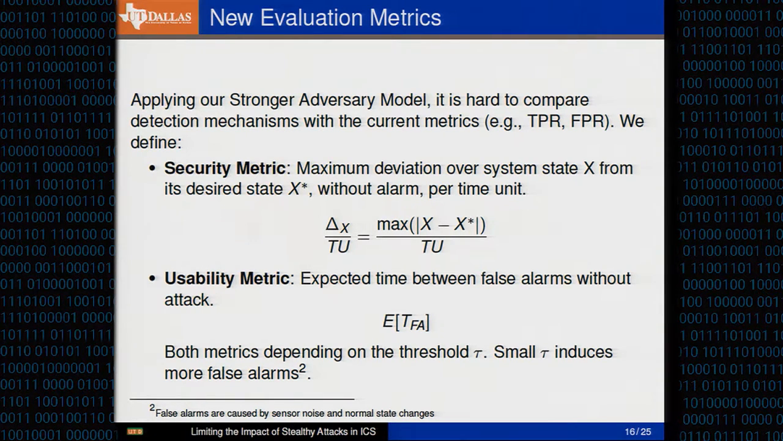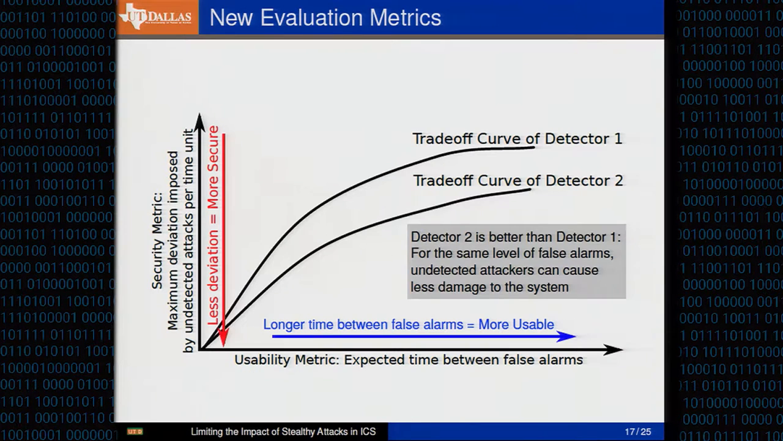It's the trade-off between the security metric, that is the maximum deviation imposed by stealthy attacks per time unit, and the usability metric, that is the expected time between false alarms. Now, if we plot the trade-off between these two metrics, we can see that going down in the y-axis means a more secure system. That means that we have less impact. And going to the right in the x-axis, we have a more usable system. That means a lower number of false alarms.